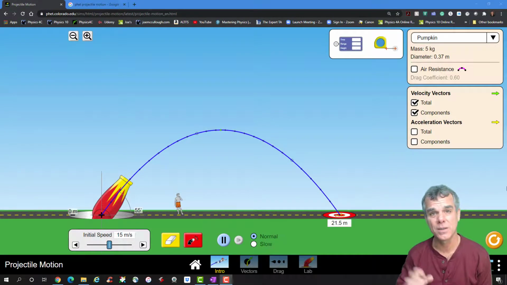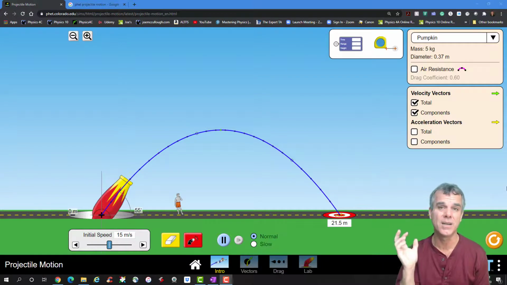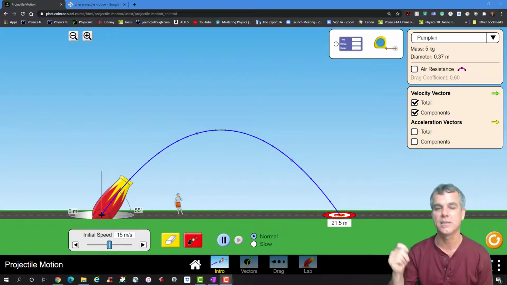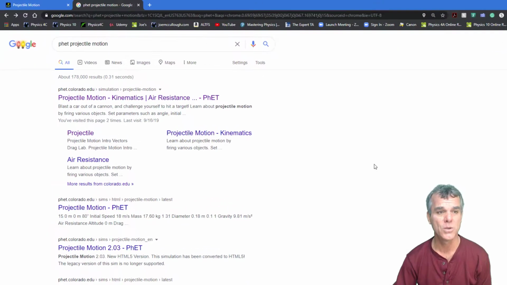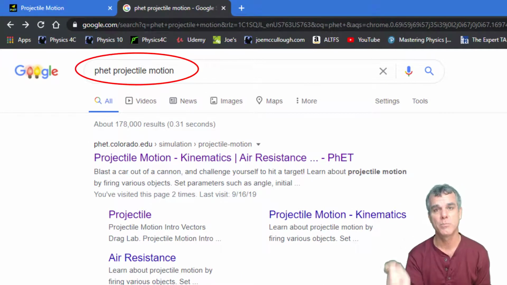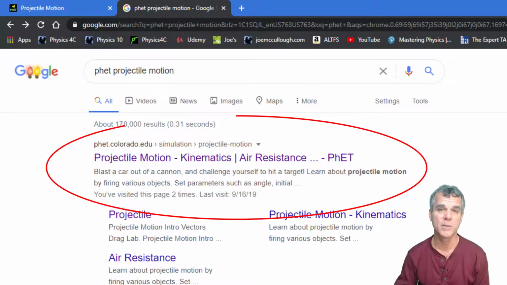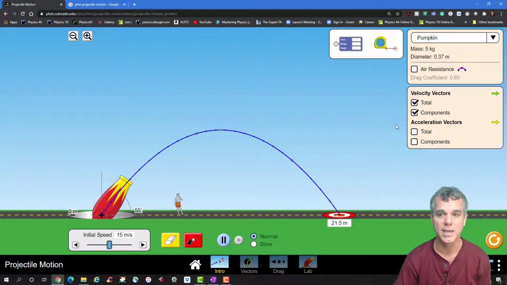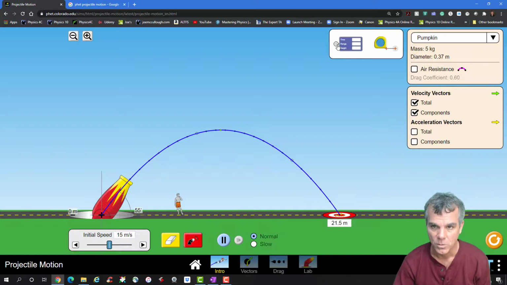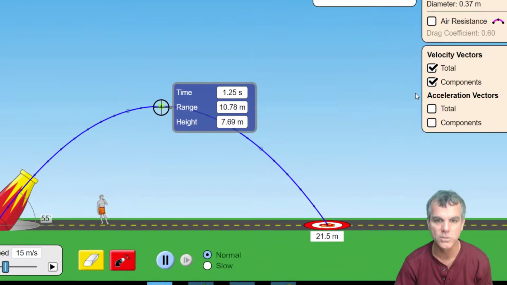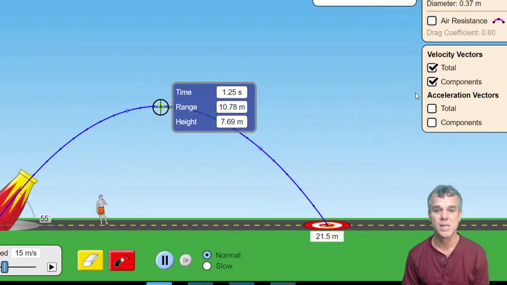The simulation I was using for this video came from the PhET website, and the PhET website has a collection of hundreds of different simulations in physics and chemistry and other subjects. If you want to find this particular projectile motion simulation, you can just go to Google, type in PhET projectile motion, and the very first site that comes up will be the one that you want. I really like this particular simulation because you can make up your own projectile motion problems and double check your work. For example, we found that it took 1.25 seconds to reach the highest point, and the height at the highest point was 7.69 meters.